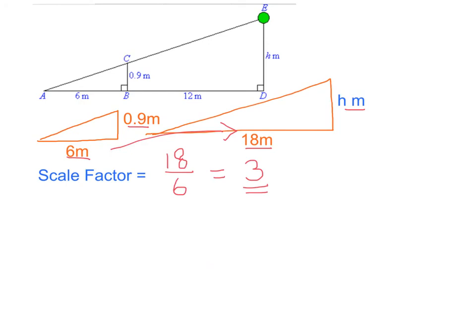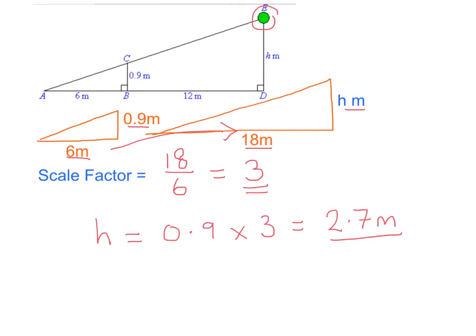So all we need to do is we write down h is equal to 0.9 times 3, which gives us 2.7 metres. Okay, so it looks like in this question we've got the height of a balloon or something like that, so we can see that the height of the balloon in this case is 2.7 metres.